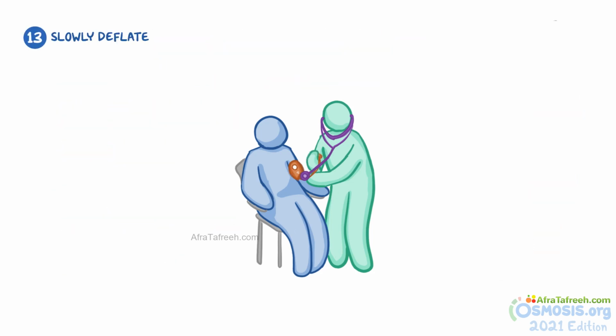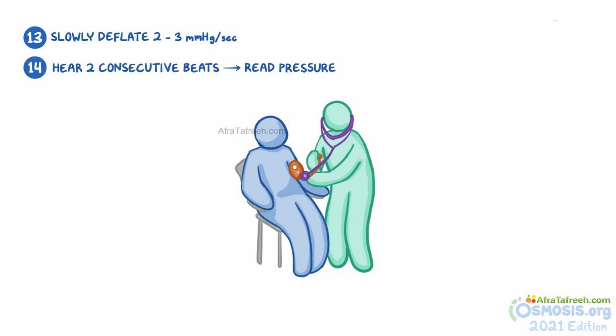Slowly deflate the cuff at a rate of about 2 to 3 millimeters of mercury per second. When you hear 2 consecutive beats, read the pressure on the gauge. What you're hearing is the phase 1 Korotkov sound, and the reading on the gauge is the systolic blood pressure.